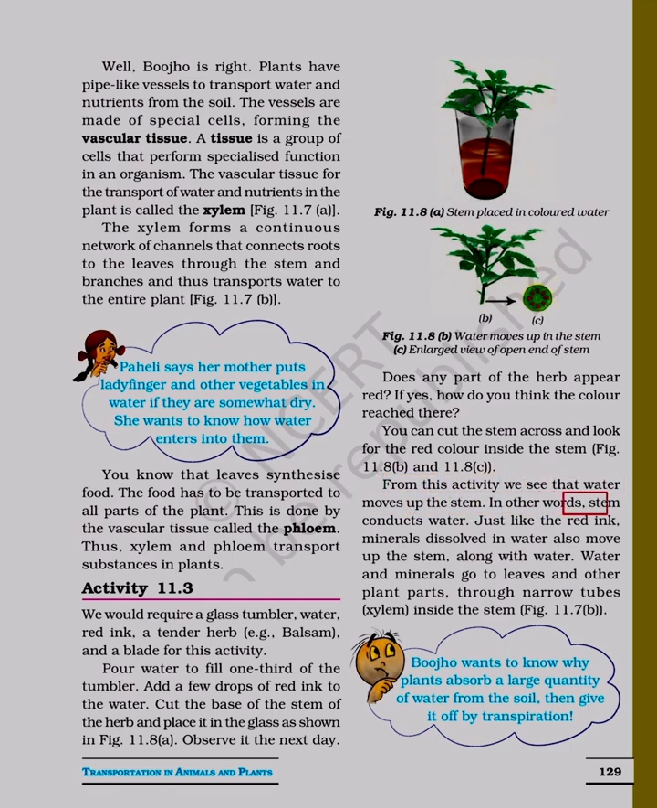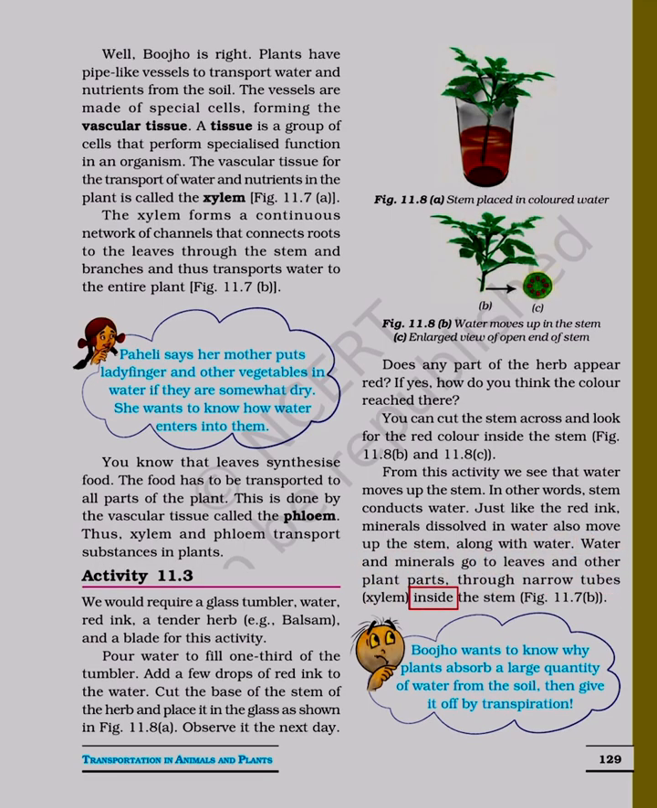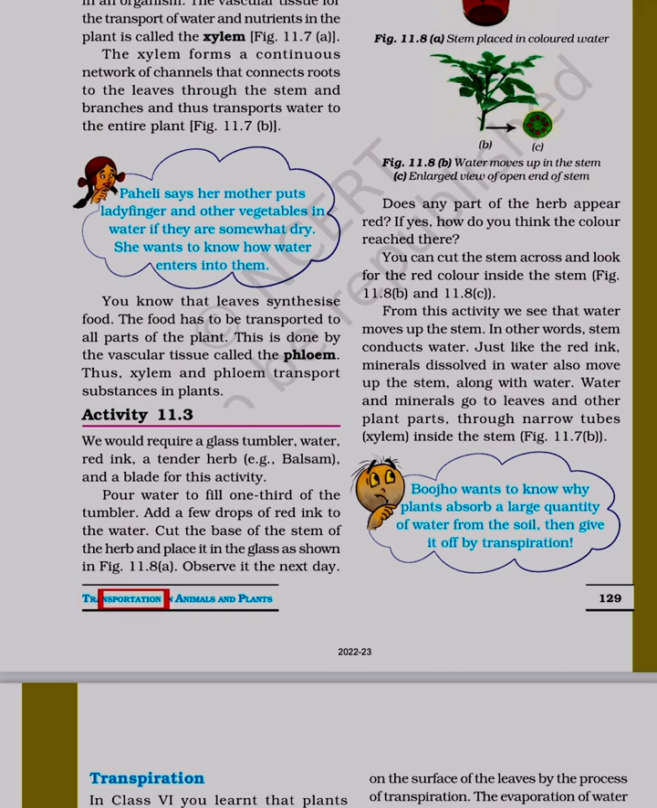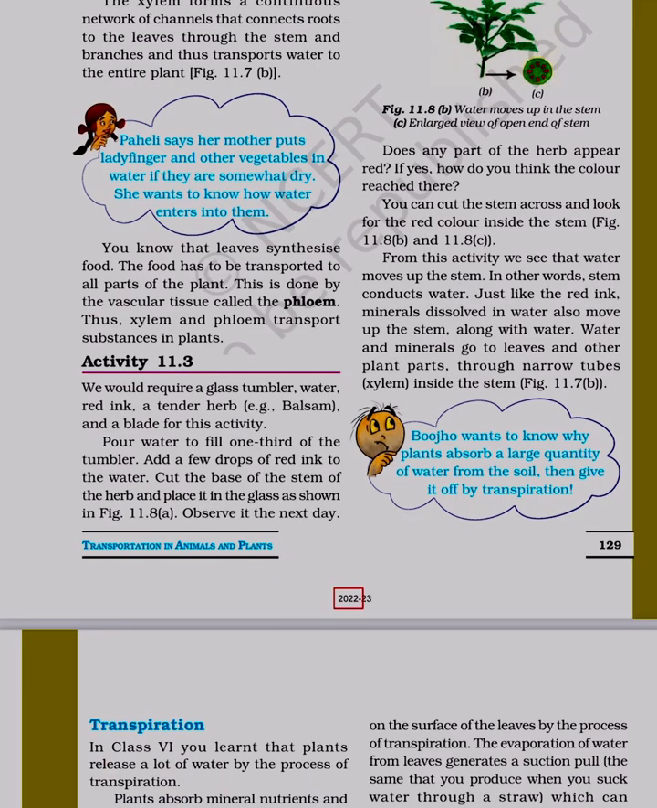In other words, stem conducts water. Just like the red ink, minerals dissolved in water also move up the stem. Along with water, minerals go to leaves and other plant parts through narrow tubes, xylem, inside the stem, figure 11.7, B. Bujho wants to know why plants absorb a large quantity of water from the soil, then give it off by transpiration.